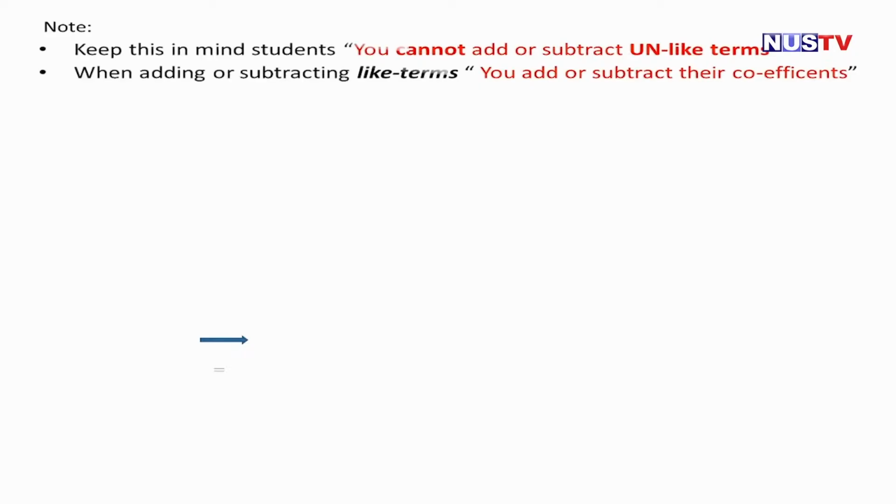Very important note. Keep this in mind, students. You cannot add or subtract unlike terms. When adding or subtracting like terms, you add or subtract their coefficients. In other words, the numbers in front of the variables, or the numbers in front of the letters.